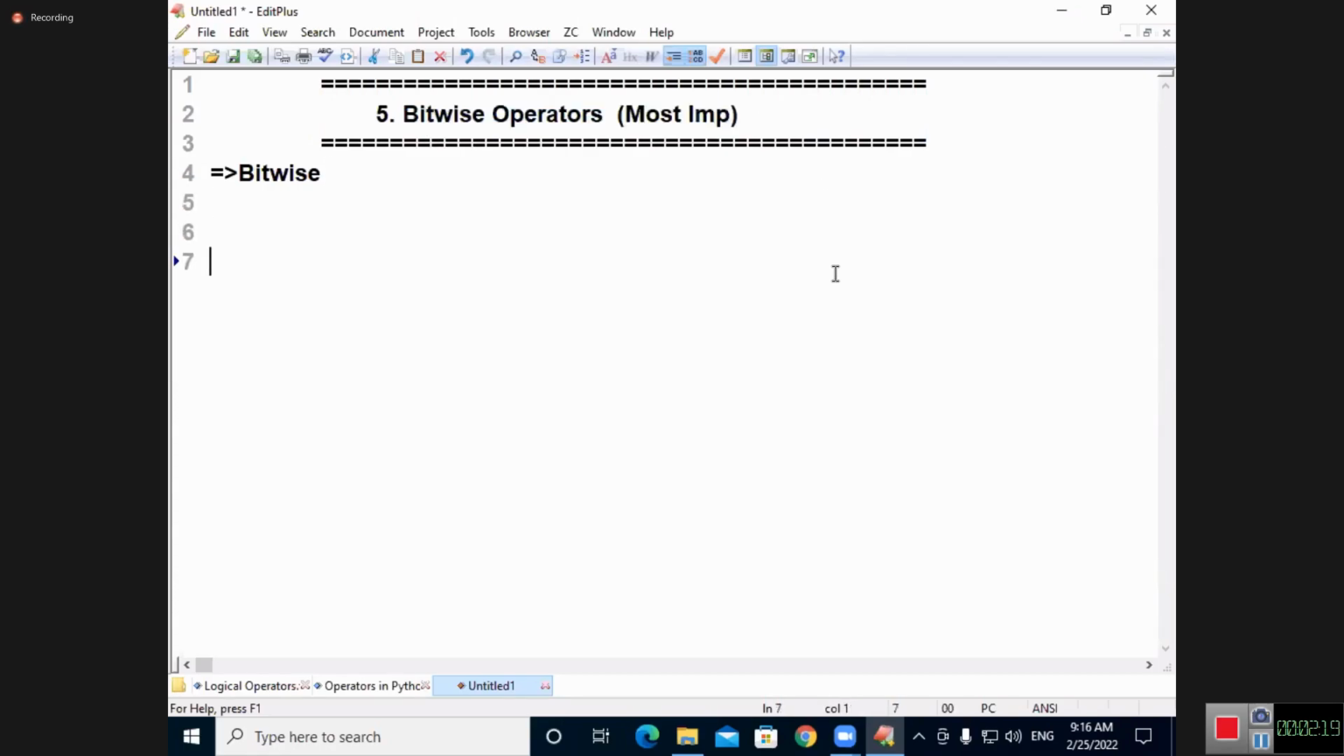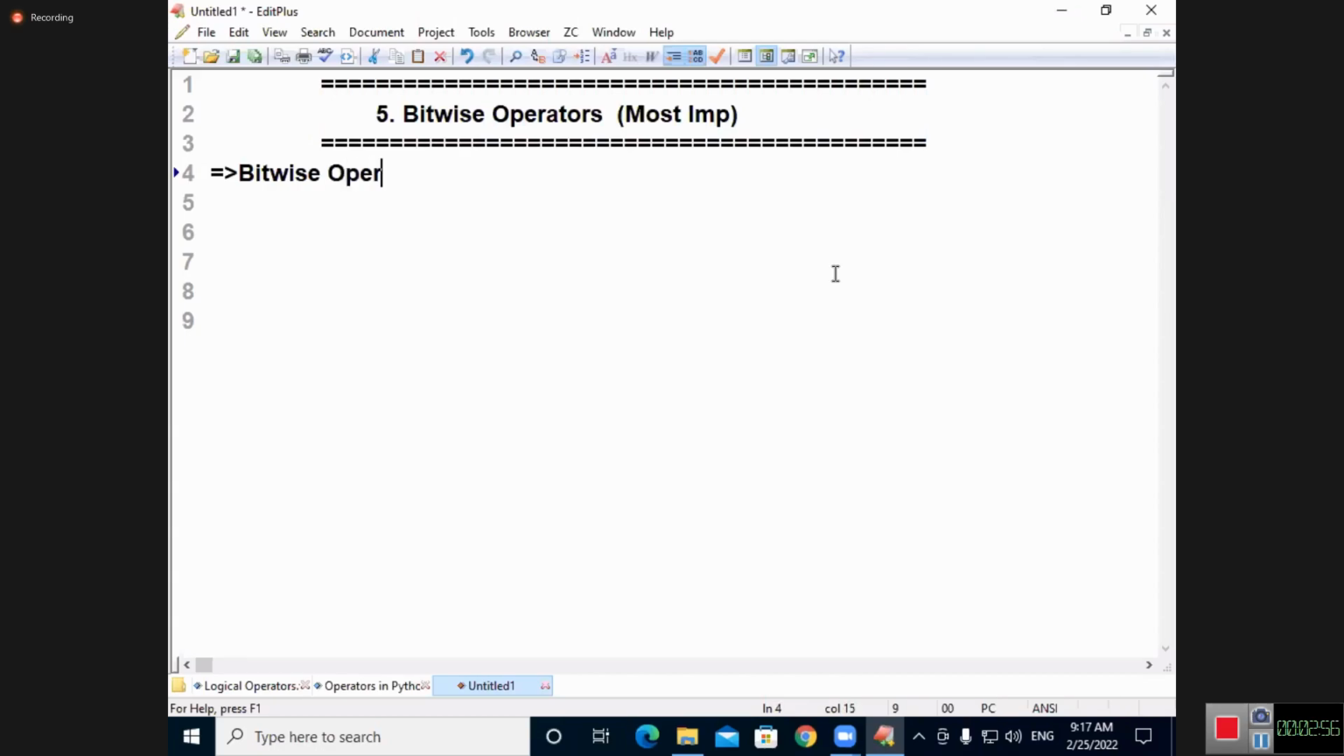Like in arithmetic operators, the double star is not there in C, not in C++, not in Java, not in .NET. It is there only in the Python language. So some special operators may be there, but the bitwise operators concept is going to be the same in almost all programming languages. Okay students, come on, let us start the discussion. What exactly are these bitwise operators? Very simple.